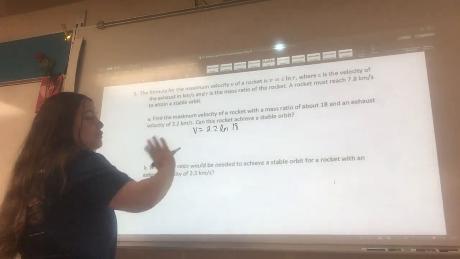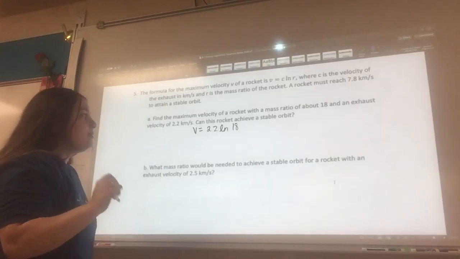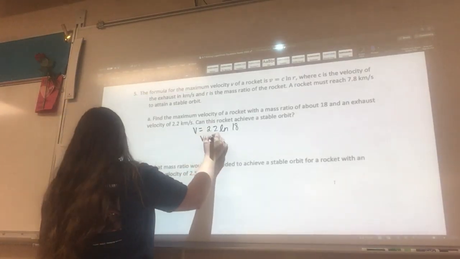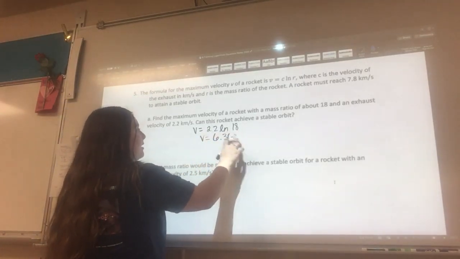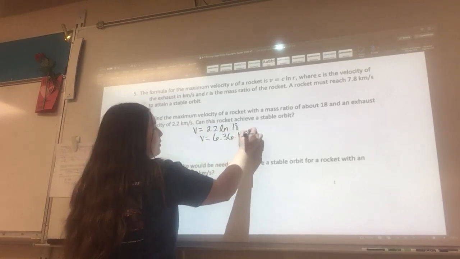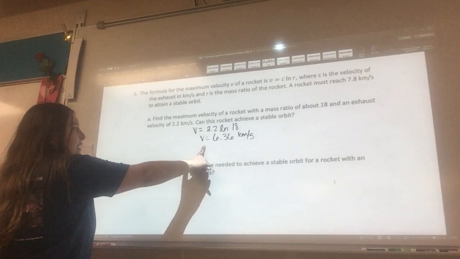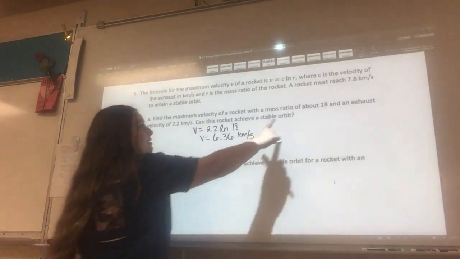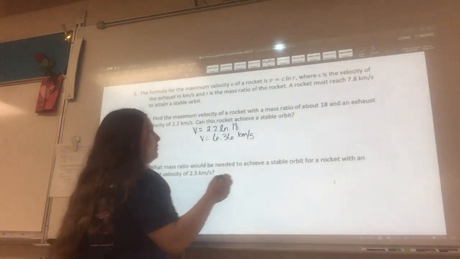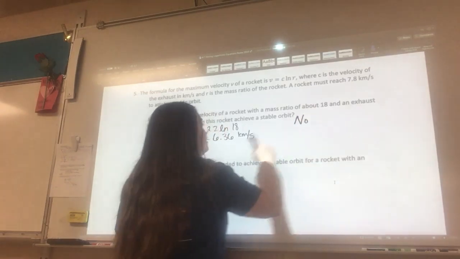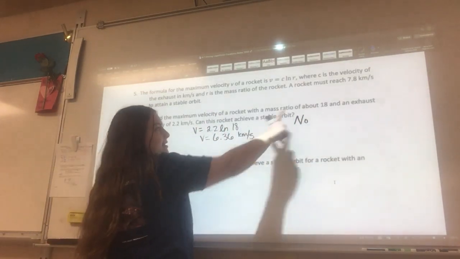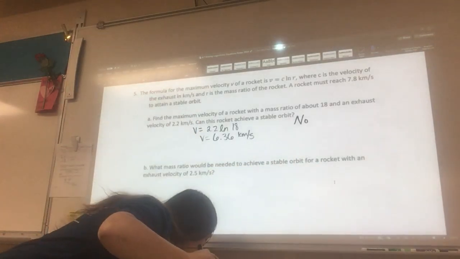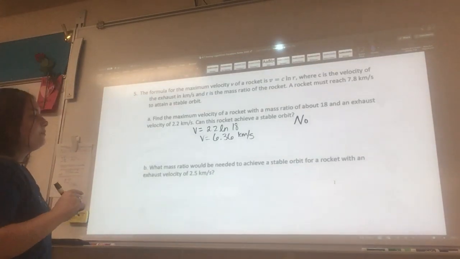So all you have to do here is just plug and chug. You're going to put 2.2 times ln of 18 into your calculator, and you're going to get velocity to be 6.36. And again, this is in kilometers per second. So we found our maximum velocity. Now we have to check, can this achieve stable orbit? Did it reach 7.8? It did not. So even though we know what our maximum velocity is, this is less than 7.8, therefore it never achieved stable orbit. Okay, so make sure you check those.